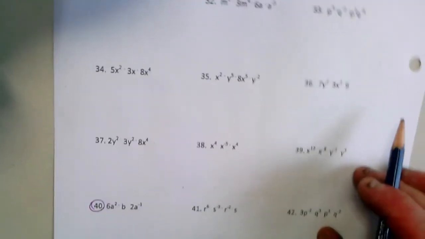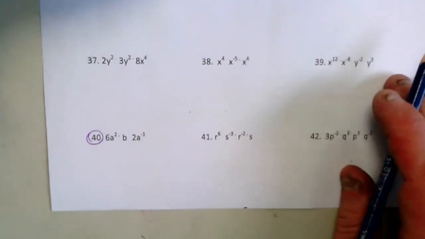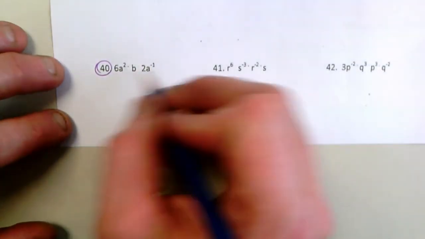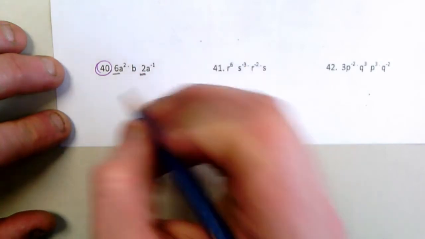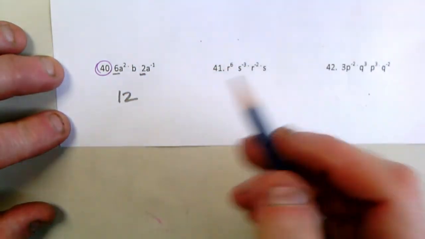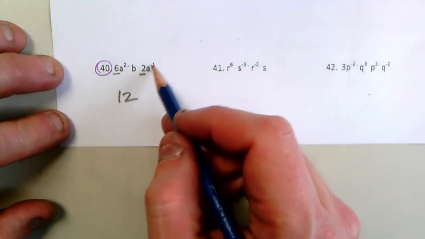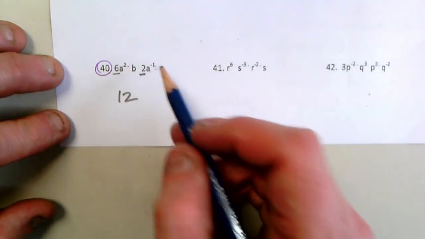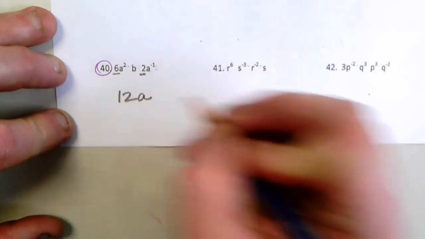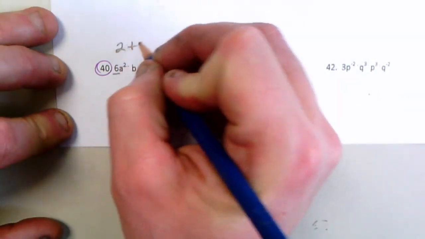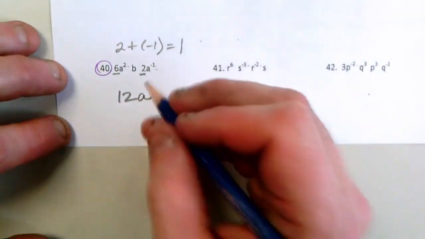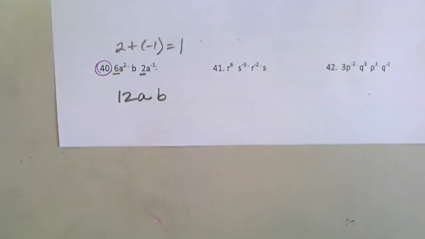To finish things off, I think I have just number 40 down here. In number 40, I would multiply the coefficients together. 6 times 2 is 12. A to the second times A to the negative first means to add the exponents, so 2 plus negative 1 is just 1. So there's 12A to the first, and then you have B. Just some things I wanted you to think about.